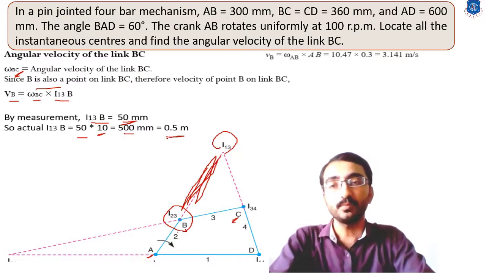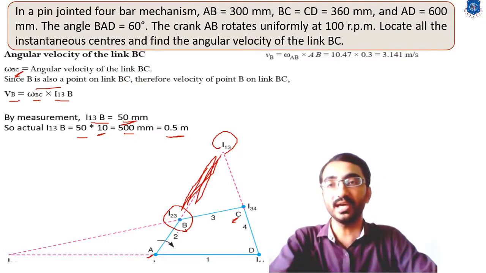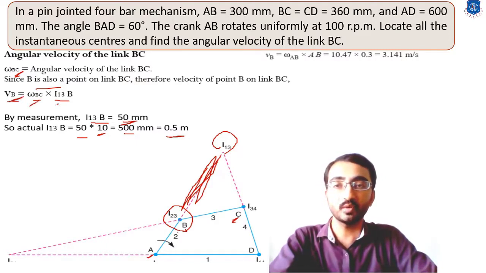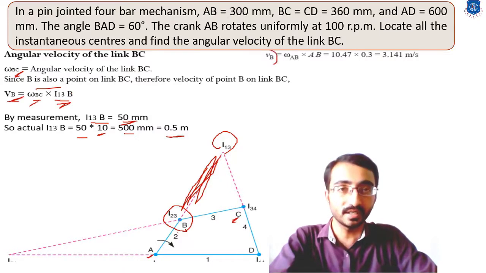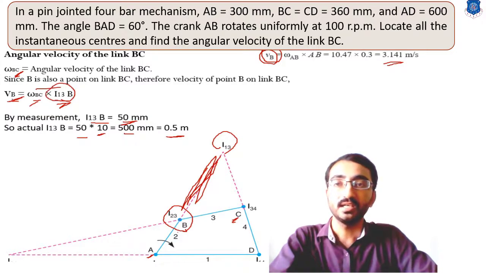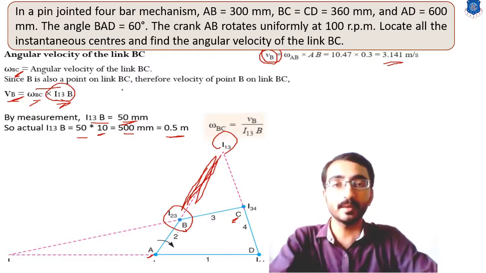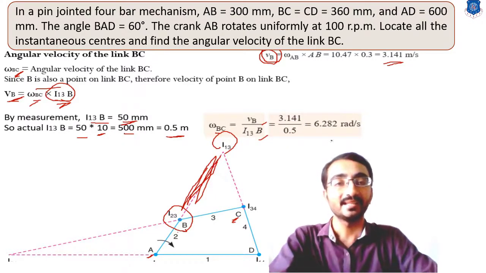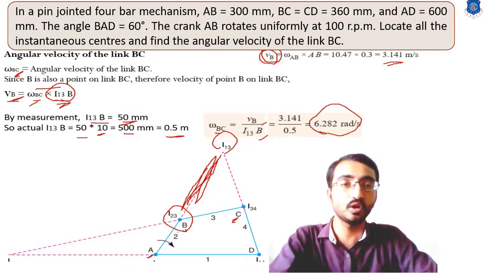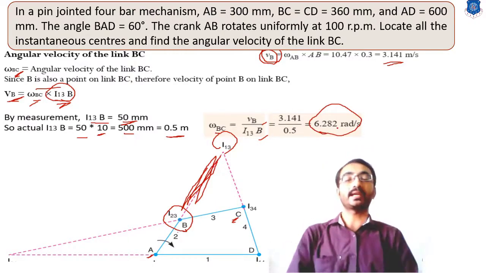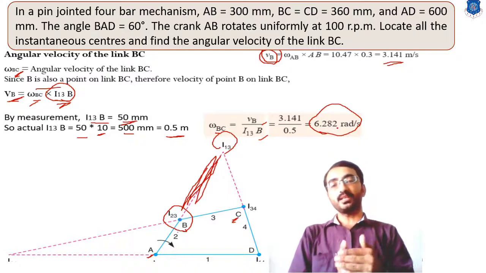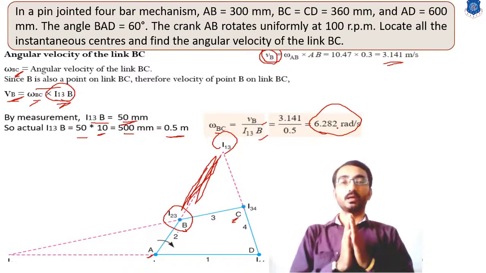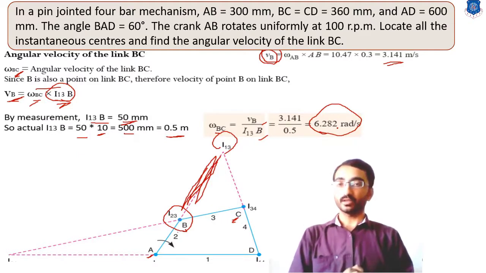Okay, so now we will put this value in our equation. So we have VB is equal to omega BC into I13B. VB is already given in your data, that is 3.14. You have the length of I13B, so you can simply calculate omega BC, that is equal to VB upon I13B. By putting the values of VB and I13B, you will get that the angular velocity omega BC is equal to 6.282 radian per second. Okay, so in this way, simply by following the steps, we can solve numericals of the instantaneous center method. Okay, thank you.